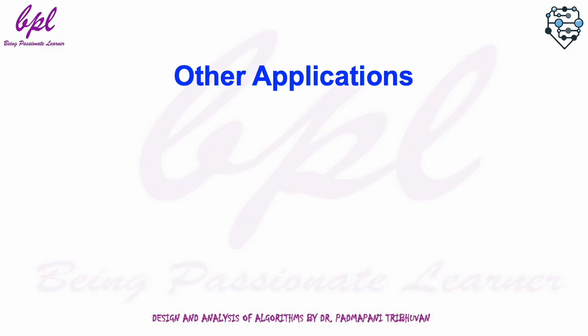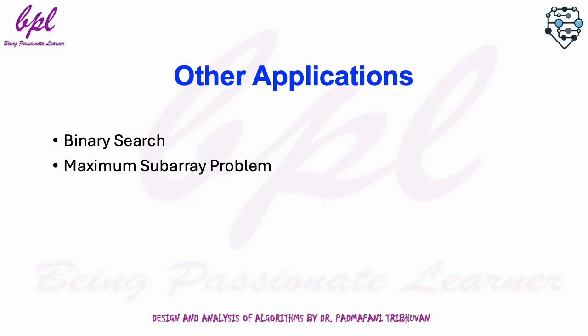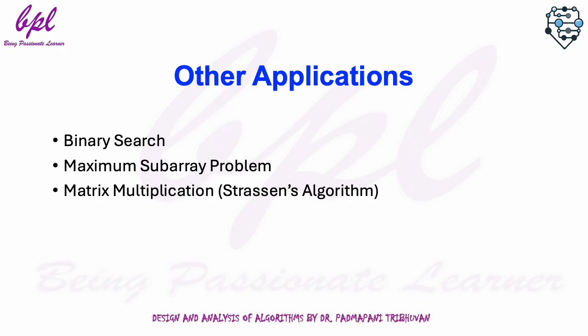For instance, binary search. In binary search, the array is repeatedly divided in half until the target is found, with a time complexity of O(log n). Second is the maximum subarray problem. It finds the subarray with the largest sum in O(n log n). Third algorithm is Strassen's algorithm for matrix multiplication. This algorithm reduces the time complexity compared to the classical approach.